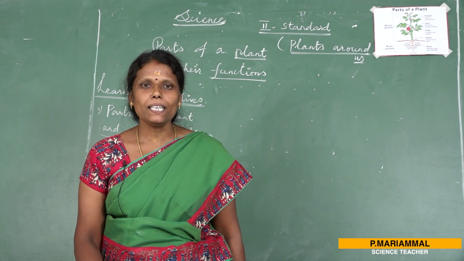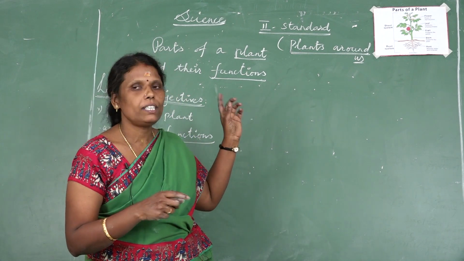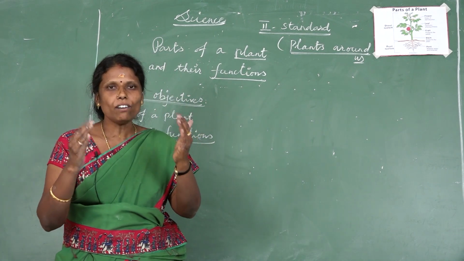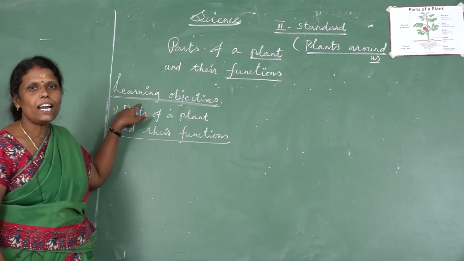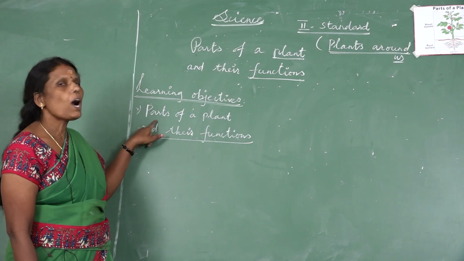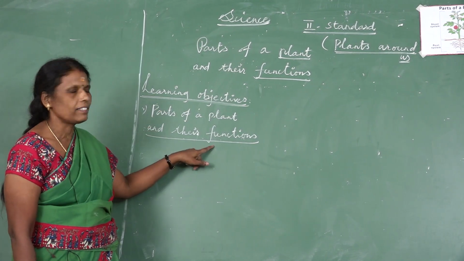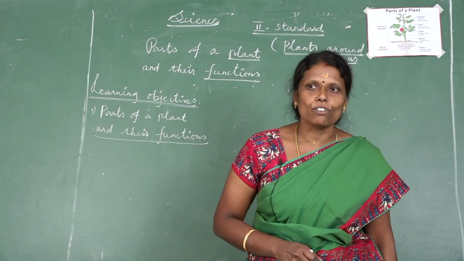Today our lesson is plants around us. From that we are going to see about the parts of the plant and their functions. See here. First we have to see the learning objectives. What does learning objective mean? Parts of a plant and their functions. Okay children, we will discuss about the parts of the plant now.